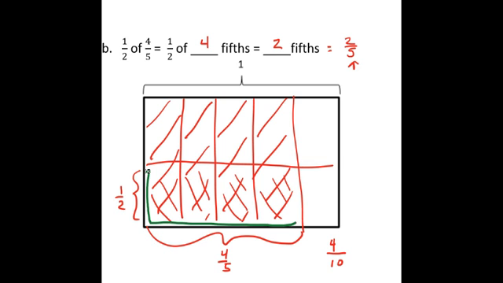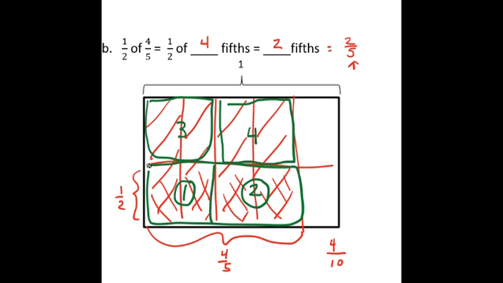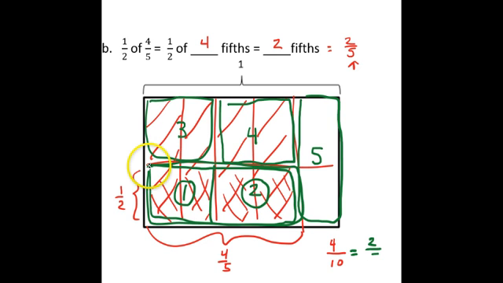If this is 2/5, and that tells me this is 1/5. Here's my second fifth. Here's my third fifth. My fourth fifth. And these two pieces make up the fifth fifth. So 2/5 is the same as 4/10.